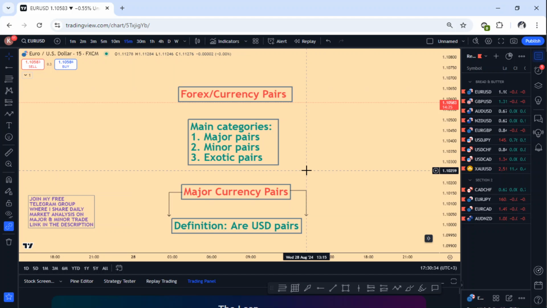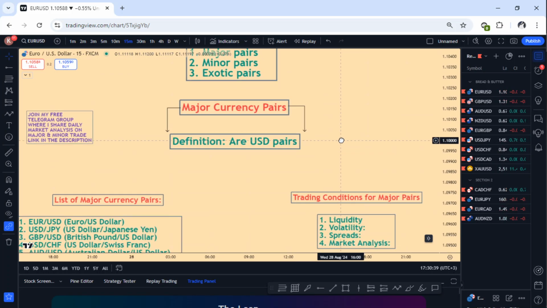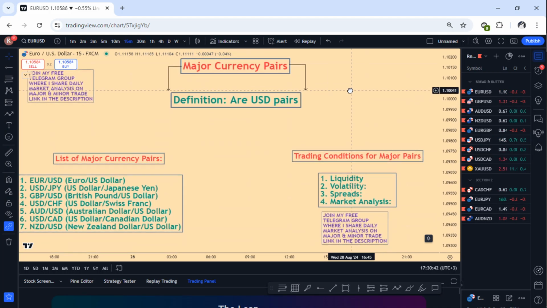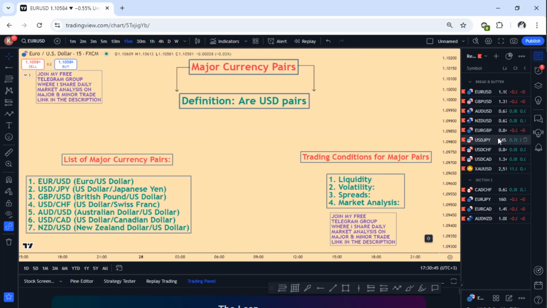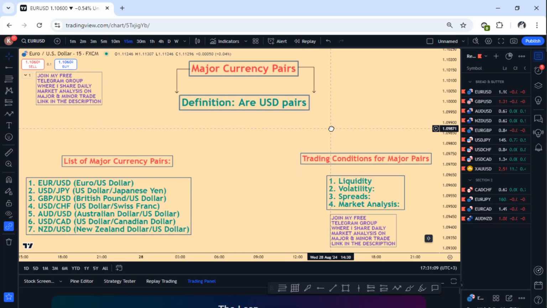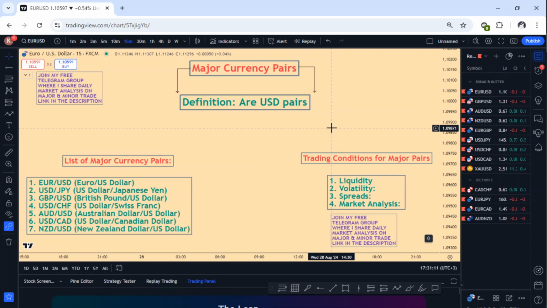Now we have what is called a major currency pair. These are currency pairs that you mostly trade. Probably you have them in your watch list, like you can see mine here in my watch list. So basically forex trading currency pairs are classified into three main categories, and that is major pairs, minor pairs and exotic pairs. If you understand these categories, especially for beginners or intermediate traders, it will help you in identifying trading opportunities and understanding the market correctly. So with that said, let's look at major currency pairs.